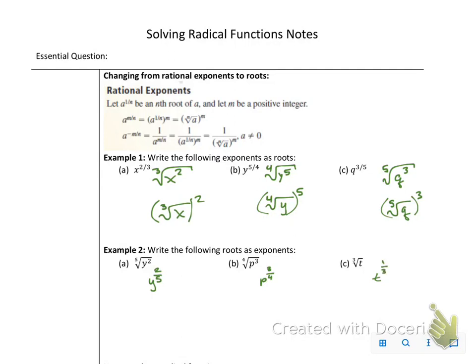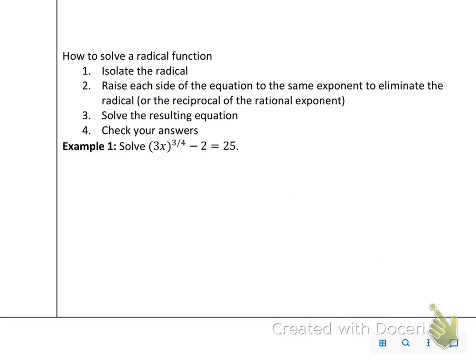So now that you know how to switch those, we're going to actually use this idea in solving a radical function. So if you look at the second example one, we have solving radical functions. First you isolate the radical, raise each side of the equation to the same exponent to eliminate the radical, or the reciprocal of the rational exponent. Solve the resulting equation and check your answers. So first let's isolate our radical. Now our radical here is the 3 to the 4th power, or I'm sorry, 3/4 power.